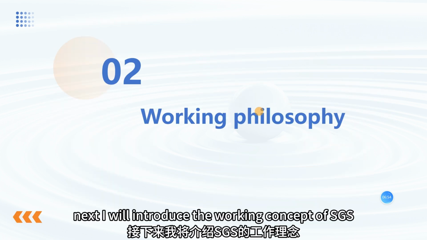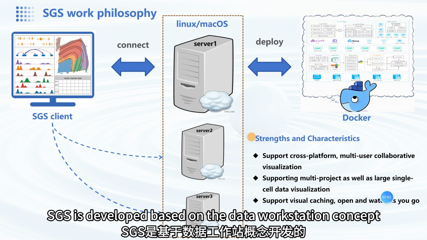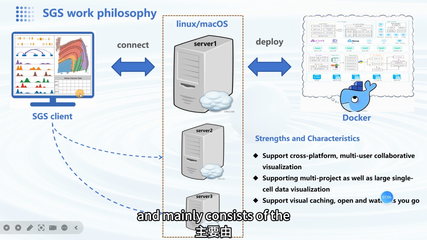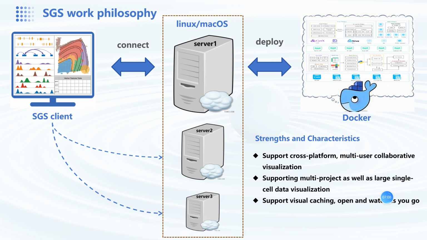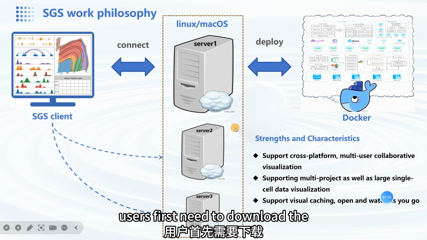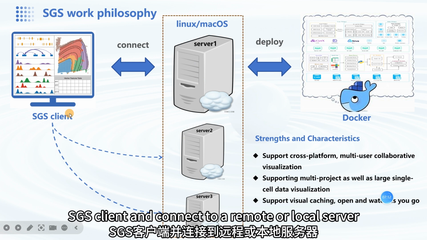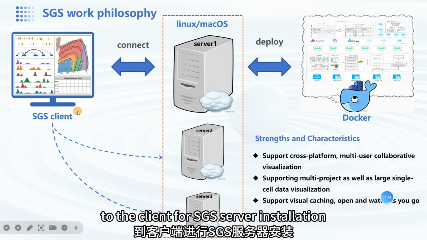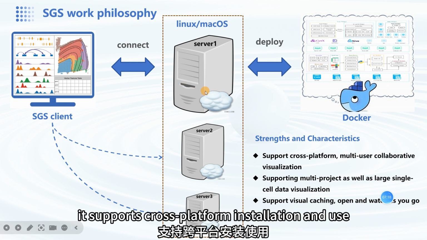Next, I will introduce the working concept of SGS. SGS is developed based on the Data Workstation concept and mainly consists of the SGS client and server. Users first need to download the SGS client and connect to a remote or local server through the client for SGS server installation. It supports cross-platform installation and use.